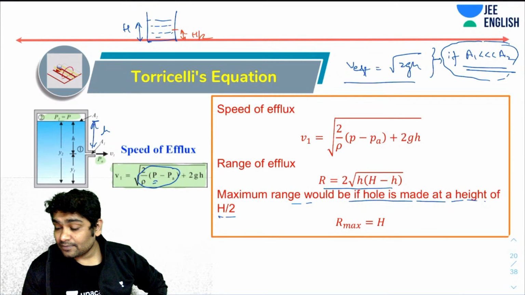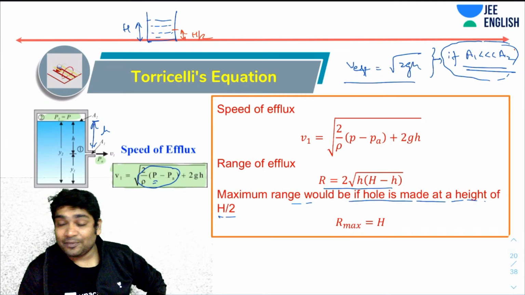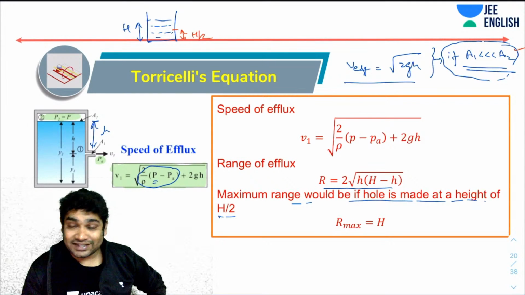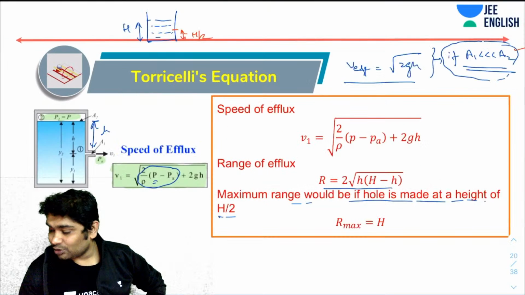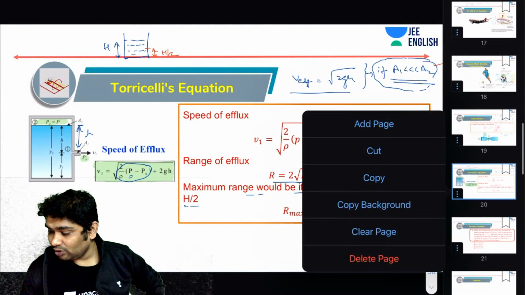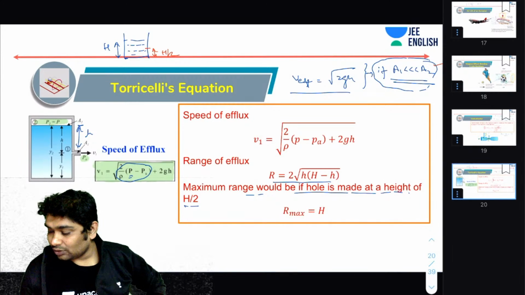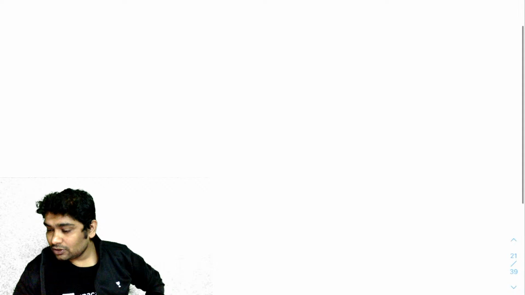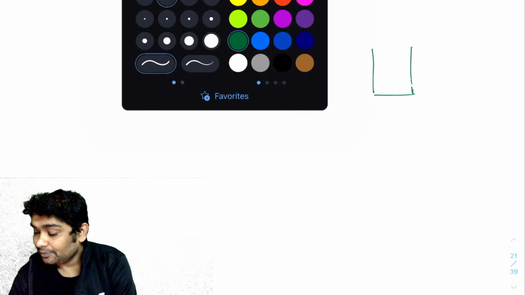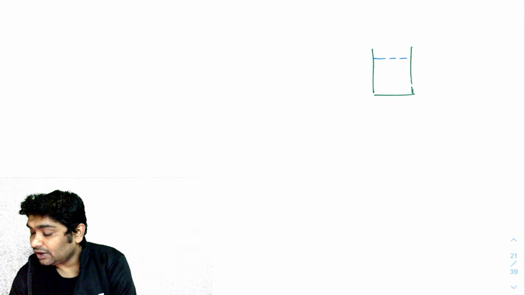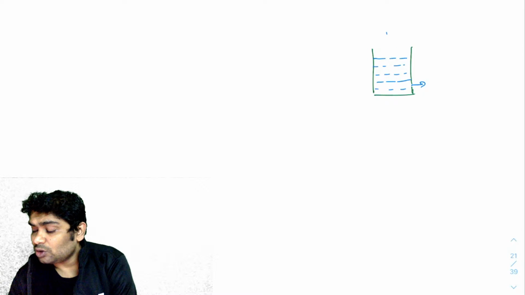Now, suppose this approximation is not true, then what is the equation? Let me quickly show you that also, before moving forward. The idea of this derivation is that imagine here is an orifice from which liquid is coming out, and there was liquid over here. Assuming this is open to atmosphere, the pressure here is PA, the pressure here is PA.